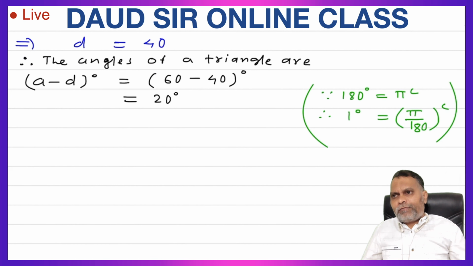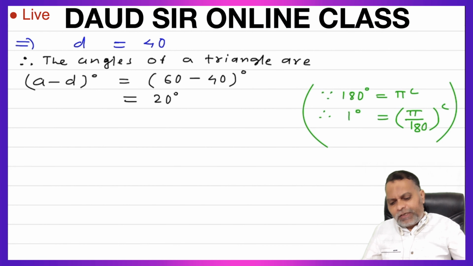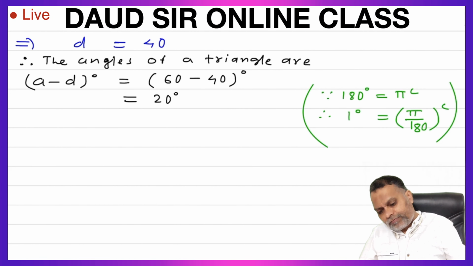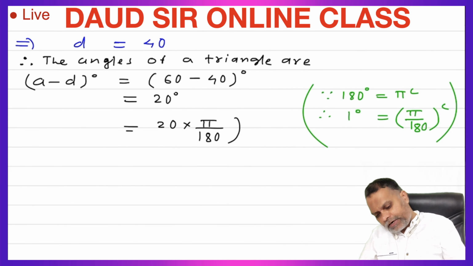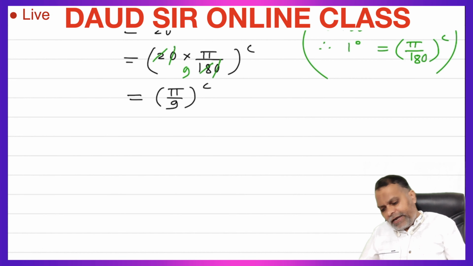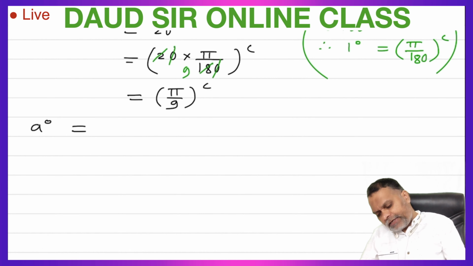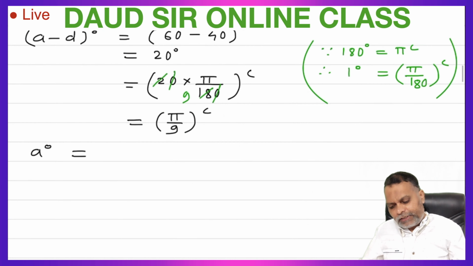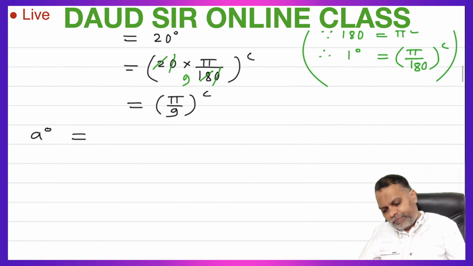So for converting this 20 degree into radian, multiply by pi by 180. So 20 into pi by 180 radian. 0 cancelled, 2 9s are 18. So it is pi by 9 radian.